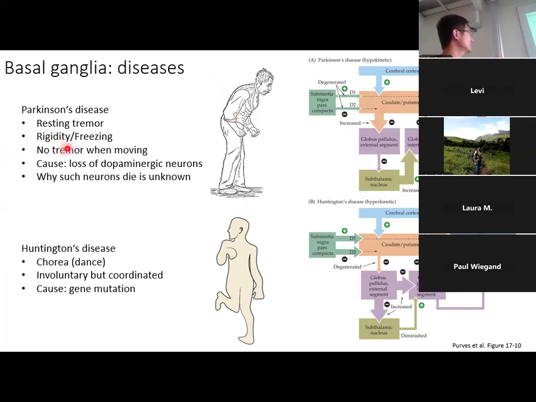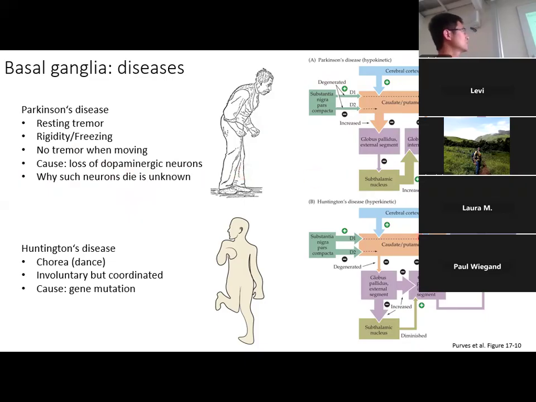They have a problem initiating movement, but they also have some side effects, typically a resting tremor. They cannot move, they freeze, and they have some tremor. But as long as they are somehow able to move, the tremor disappears. The cause has been identified as the loss of dopamine neurons. I just mentioned that the substantia nigra produces this dopamine, and if it degenerates, they will have this result. We don't know why such neurons die, so we still don't know the mechanism of this disease.